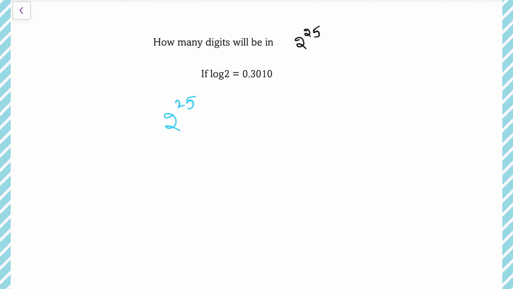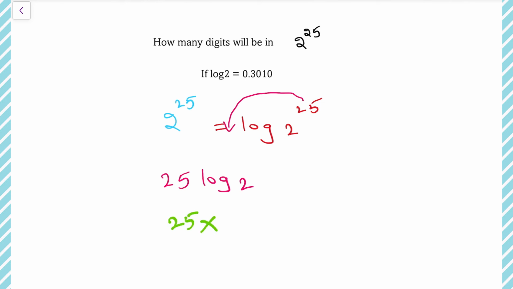Just simply apply log for this one. Log, same number as usual, 2 power 25. Now in the logarithm, if a power is there for the main number, it will come to the front as it is. So 25 times log 2. 25 into log 2 value, which is given in the question as 0.3010. Just simply multiply these two. 25 into 0.3010 is 7.525.